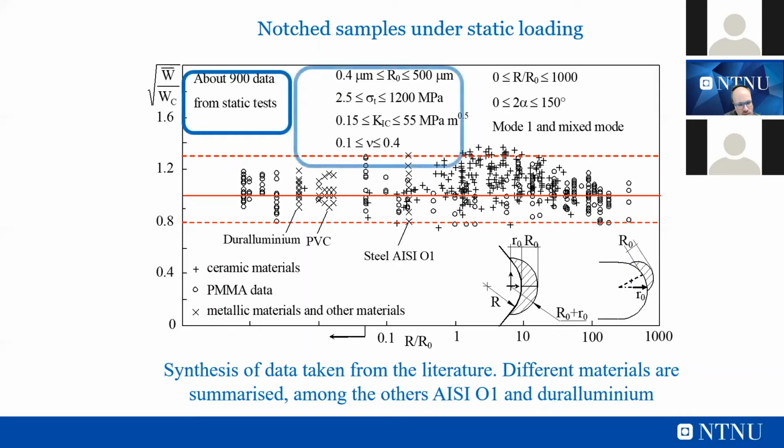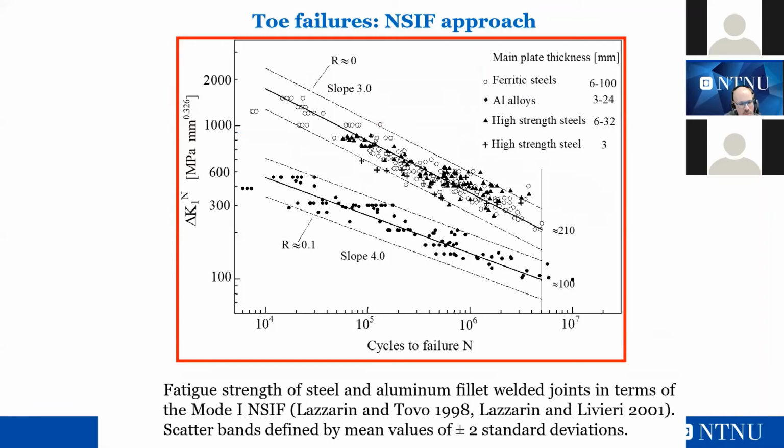What is interesting to note is that this scatterband considers materials that have an ultimate strength ranging from 2.5 megapascal to 1200 megapascal, and a fracture toughness ranging from 0.15 to 55 megapascal square root of meter. And also the notch opening angle was varying from 0 to 150. So a lot of variation in geometry and a lot of variation in materials. And after that, we applied the same concept to welded joints, reusing the data that Lazzarin and Livieri published according to the stress intensity factor approach in 2001.